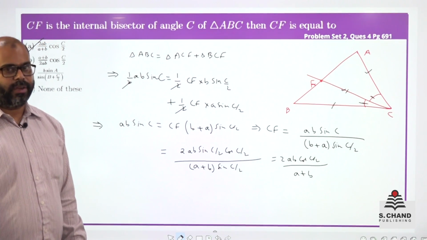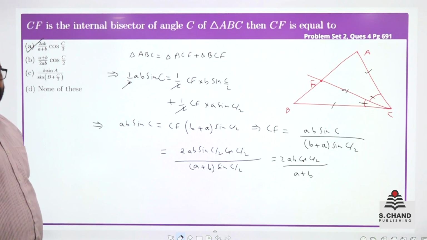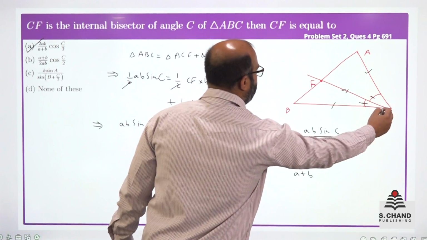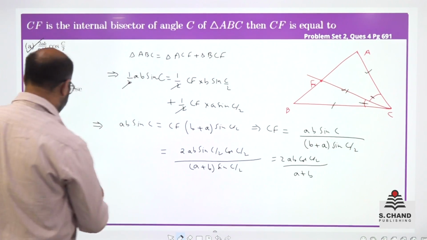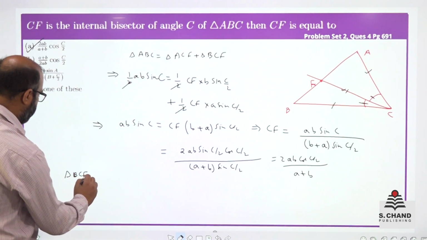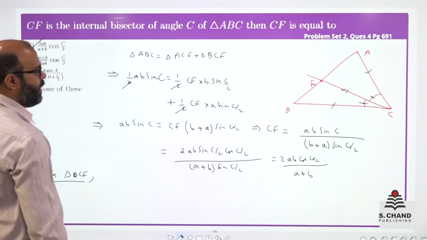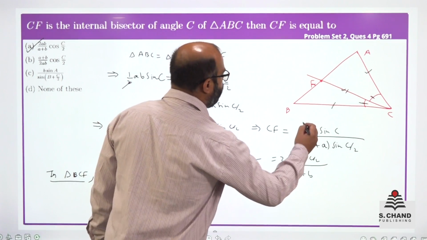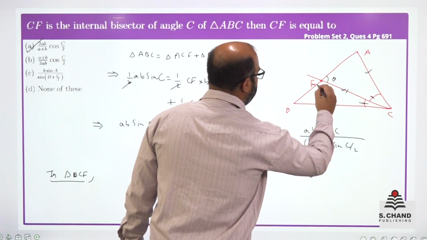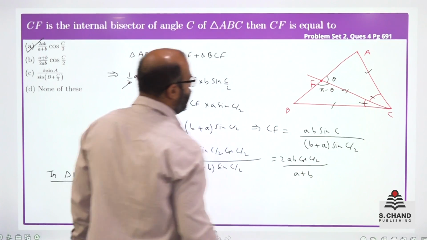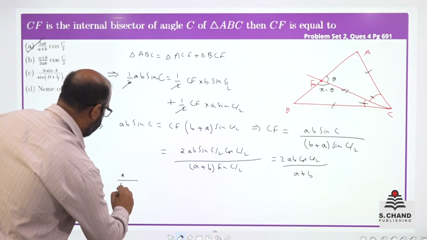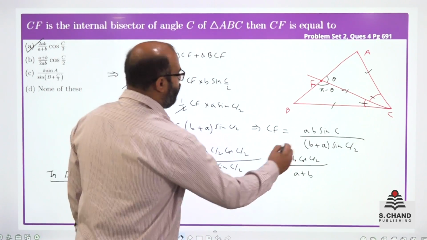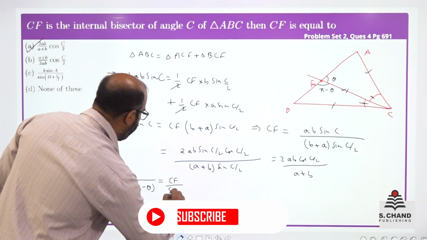But here one more option is correct, which is option C. So we need to check. Now what am I doing? I am taking triangle BCF. In triangle BCF, we apply the sine rule. How will we apply the sine rule? Let us suppose this angle is theta. So this angle is pi minus theta. So A upon sine pi minus theta is equal to CF upon sine B. This is how we can write it.